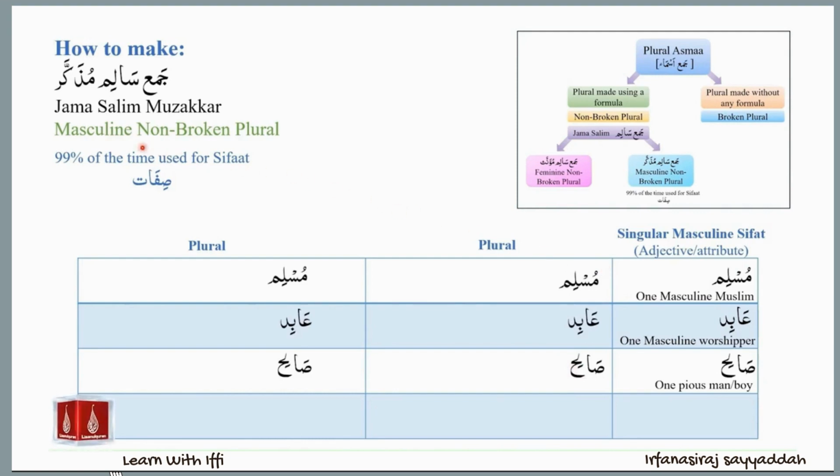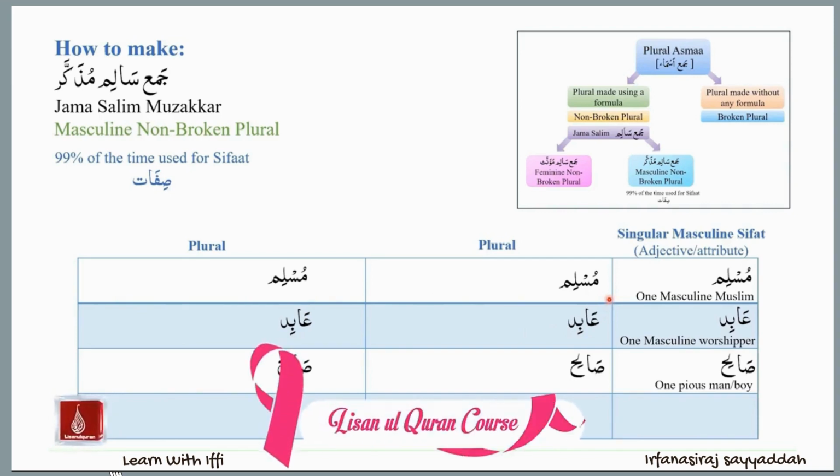Since we are studying masculine non-broken plural, we should be expecting that some part of the original ism will be included within the final plural version. So the first step is we simply copy and paste the singular ism. The second step is that we will be adding some symbols and alphabets to each of the singular ism, or we will be adding huruf and harakat.